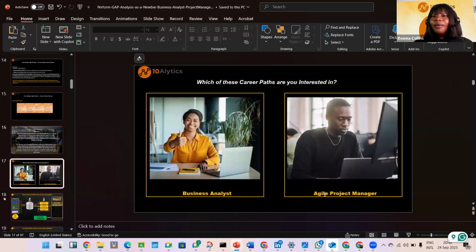So before I hand over to my colleague, you can see she's already there and looking at me. Elizabeth, I see you. So I want to ask a question before I go, and I want you to give me a response in the comments, okay? Which of these career paths are you interested in? Is it becoming a business analyst, or are you leaning towards becoming an agile project manager?